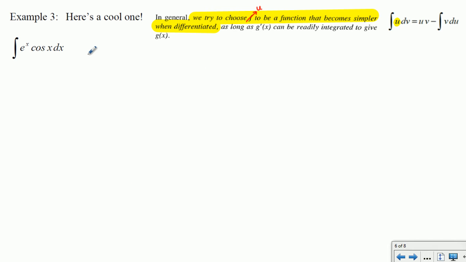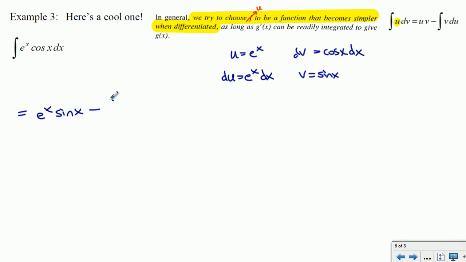This time I'm going to make the opposite choice for u and dv. I'm going to pick e to the x for u. I'm going to pick cos x dx for dv. So that means du will be e to the x dx, and v will be sine x. So let's try feeding that into the integration by parts formula. We will have u times v, so that'll be e to the x sine x, minus the integral of v du, so e to the x sine x dx.